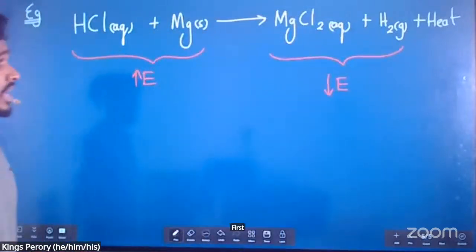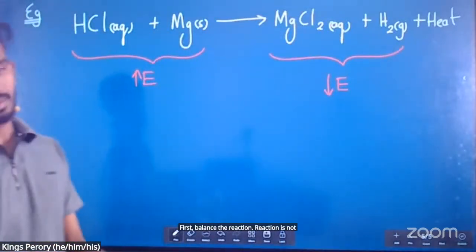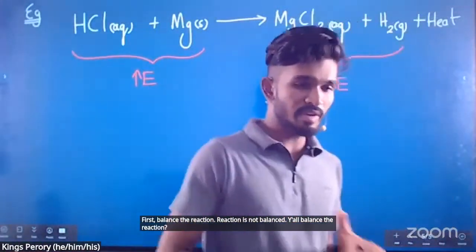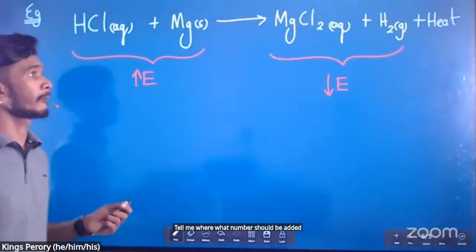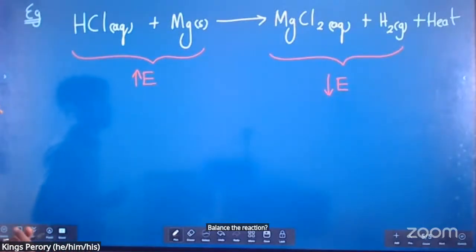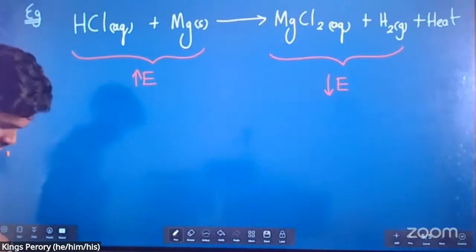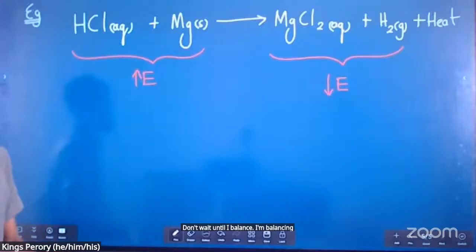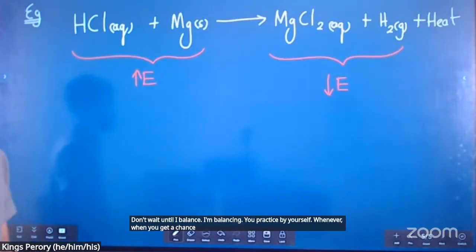First, balance the reaction. Reaction is not balanced. You all balance the reaction. Tell me where what number should be added. Balance the reaction. Don't wait until I balance. I'm balancing. You practice by yourself. When you get a chance of balancing a reaction, balance it and practice it.